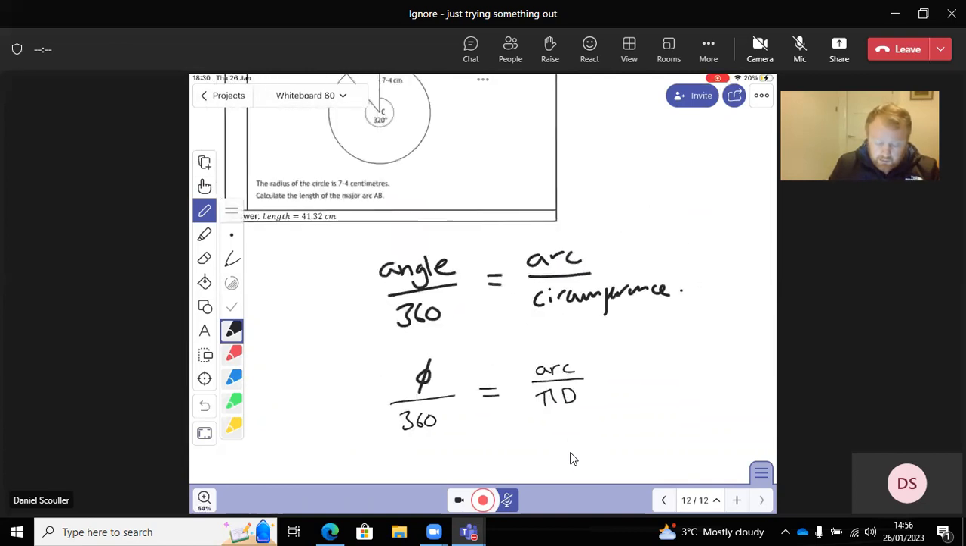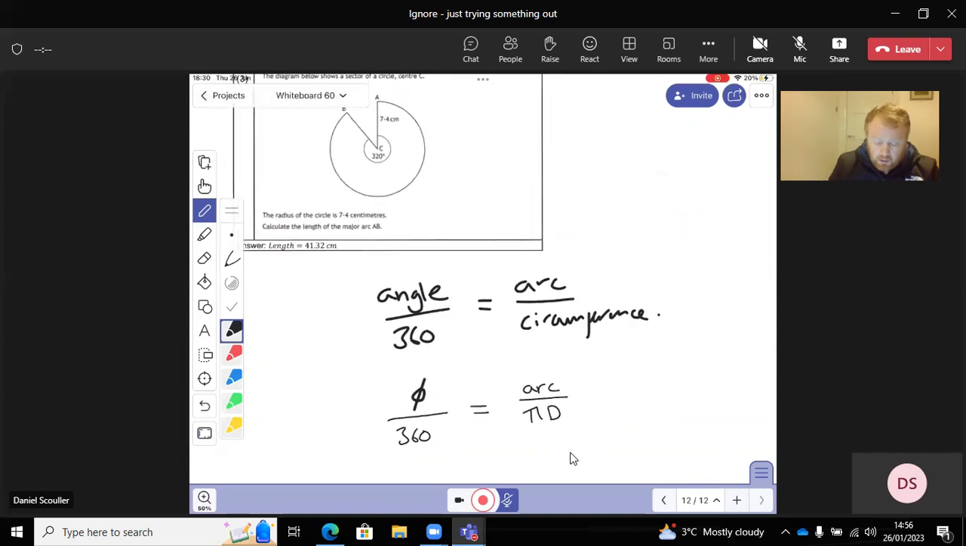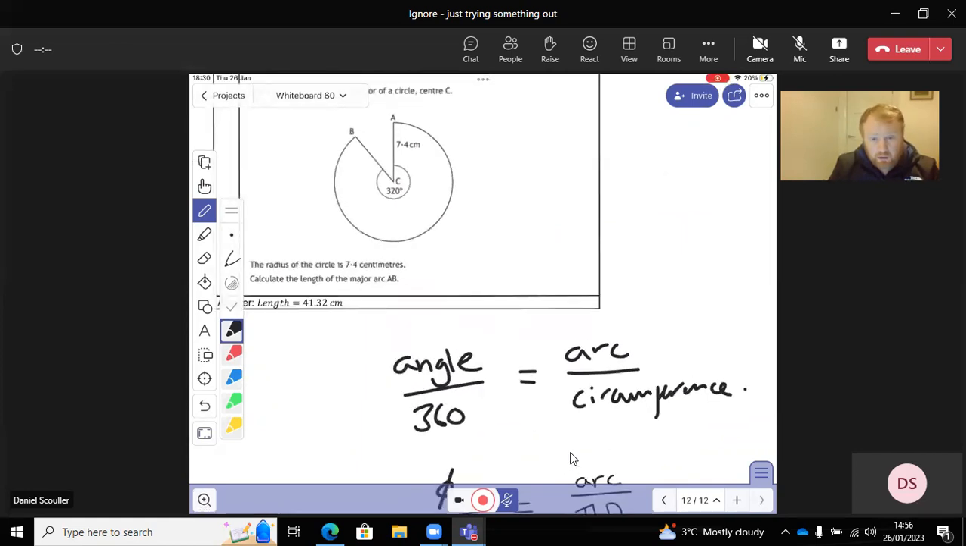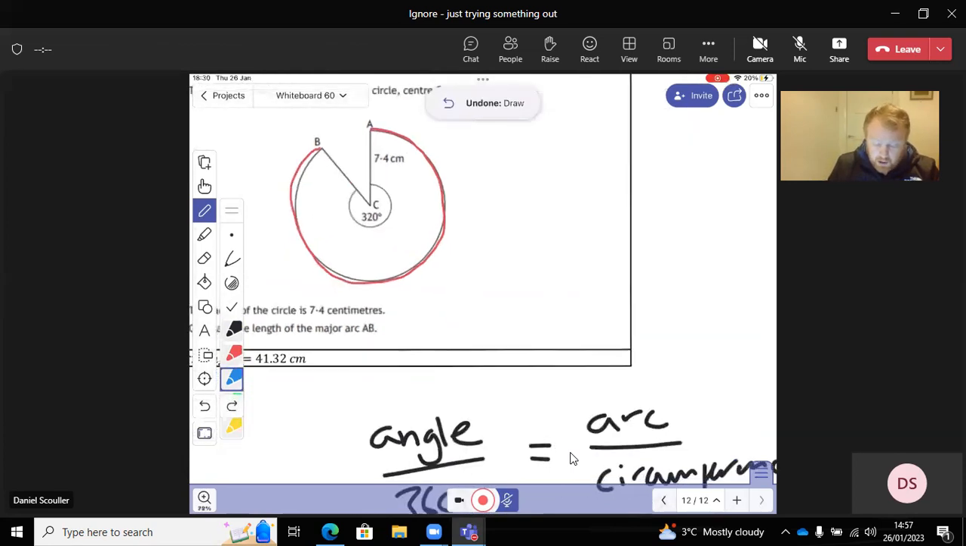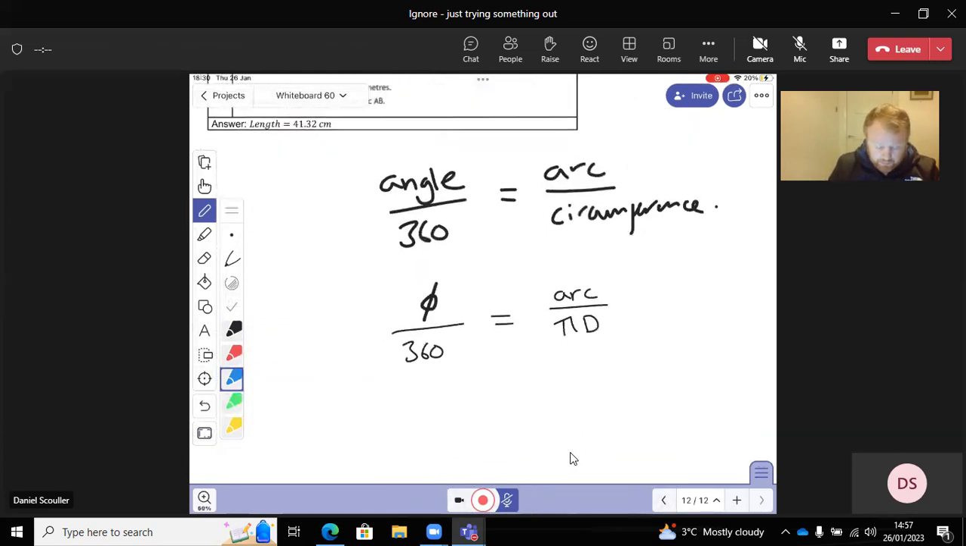So the angle that we're given is the 320. Now, they're looking for the major arc. They're looking for that outside edge, the big outside edge. So they're looking for A all the way around to B. Sometimes they might try and throw you and give you that type of information, but ask for the minor arc. The minor arc would be the smaller one. So just bear that in mind, just look out for that. So the major arc, that's the angle we've been given.